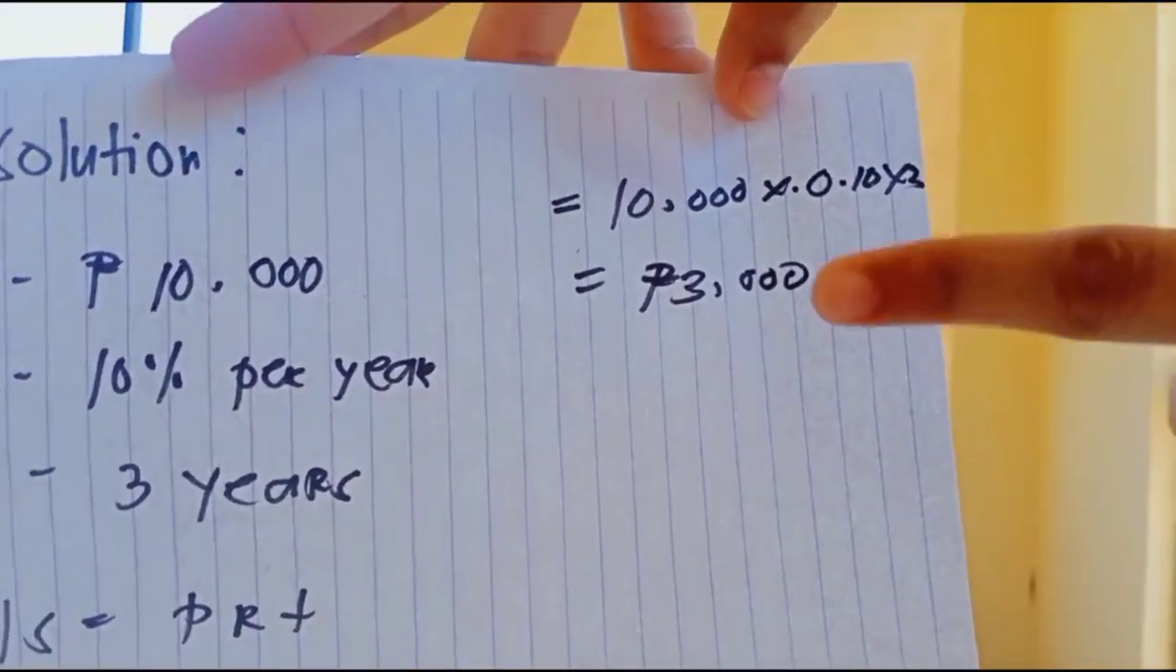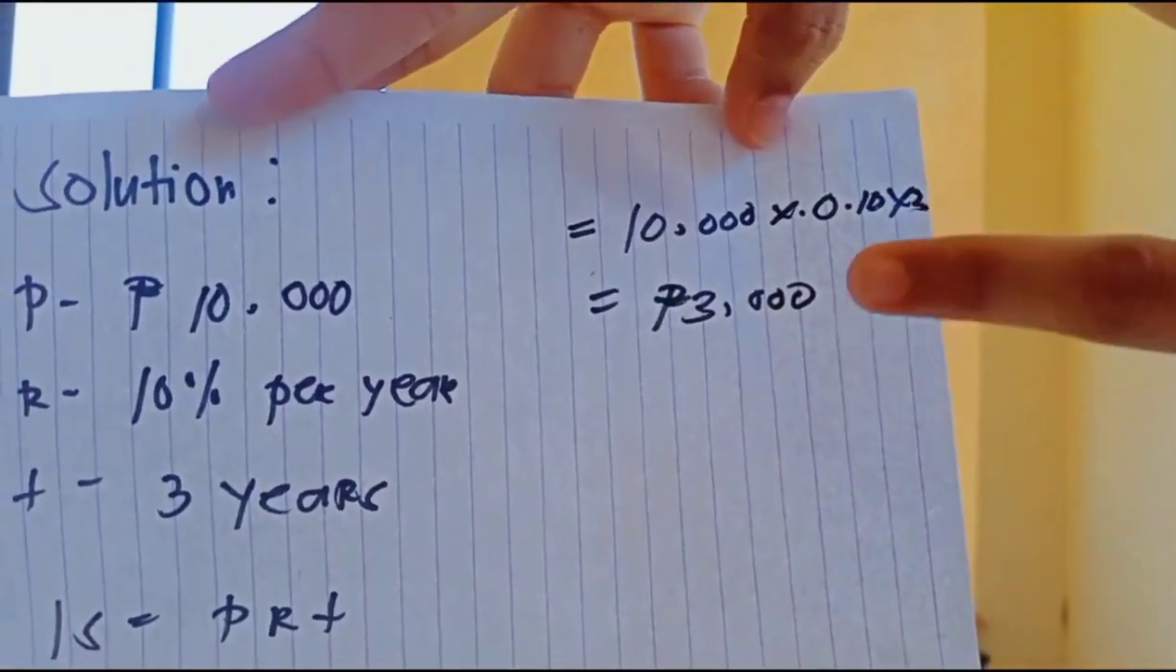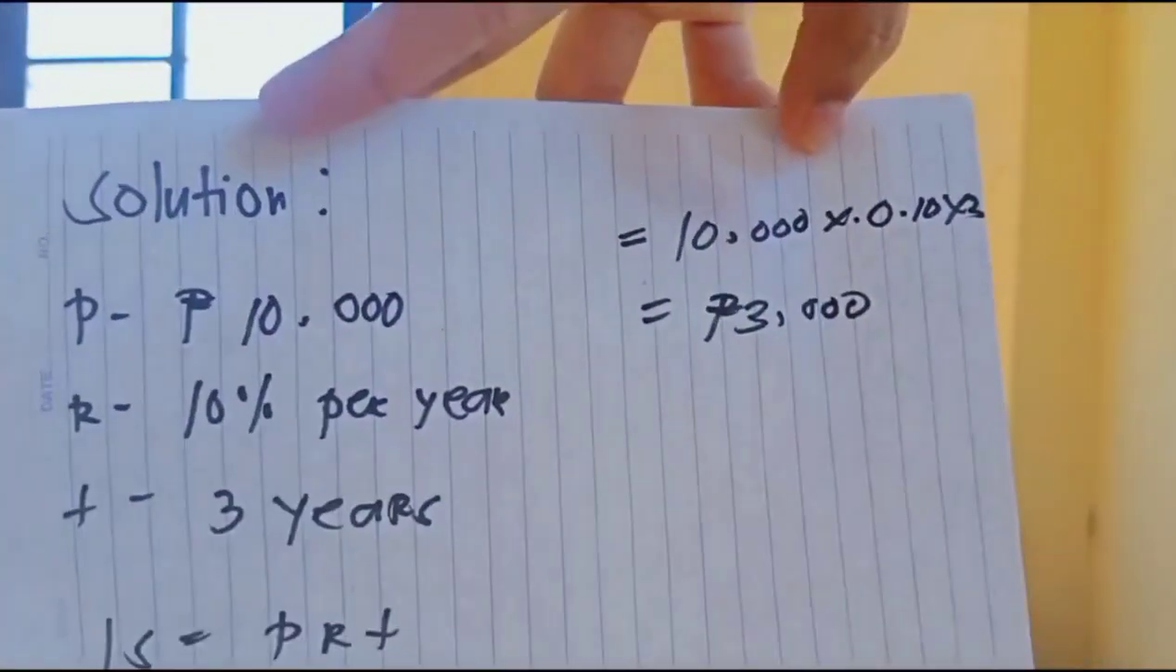So, 10,000 times 0.10 times 3 is equal to 3,000. 3,000 is the interest you gain from your 10,000 investment.